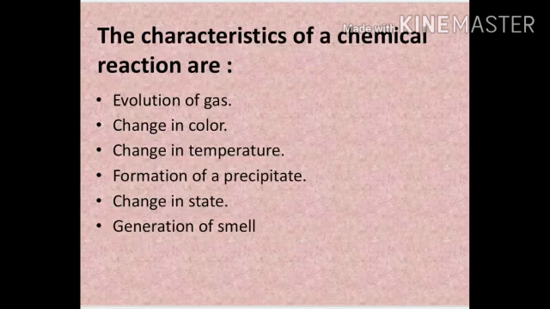These changes are referred to as characteristics of a chemical reaction. It may be in the form of evolution of a gas or change in color. There may be rise or drop in temperature, or some precipitate may be formed. Maybe it is change in state, solid, liquid, gas, or some typical smell comes out from the product. When a chemical reaction has taken place, either the product may be gaseous or solid or liquid, it may have a typical smell.